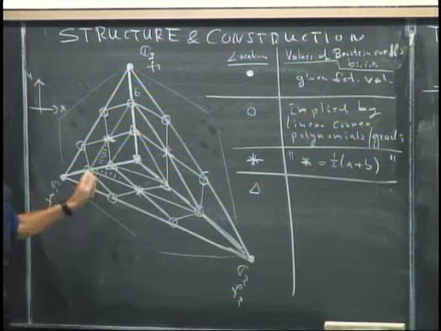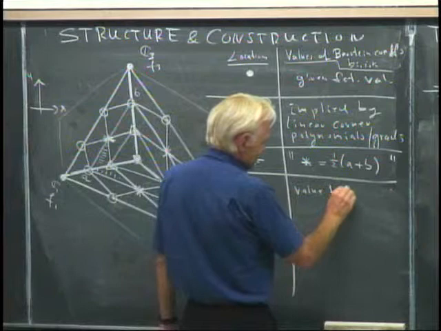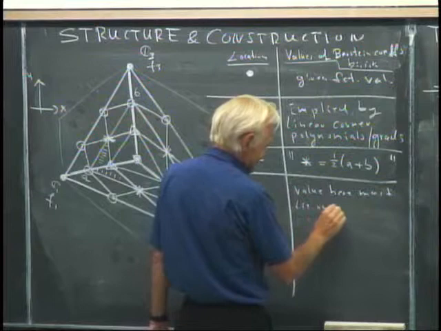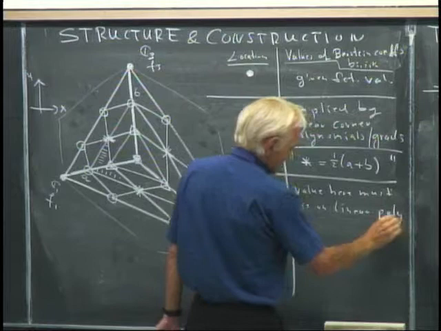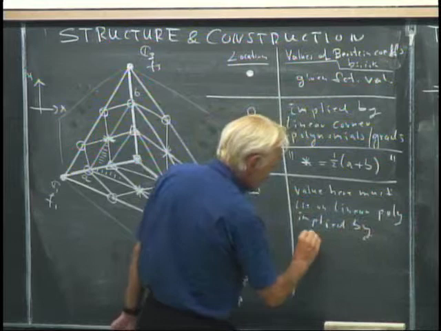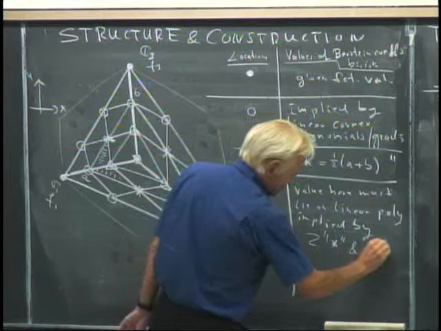Okay, the value here must lie on the graph of the linear polynomial implied by two star points and one circle.